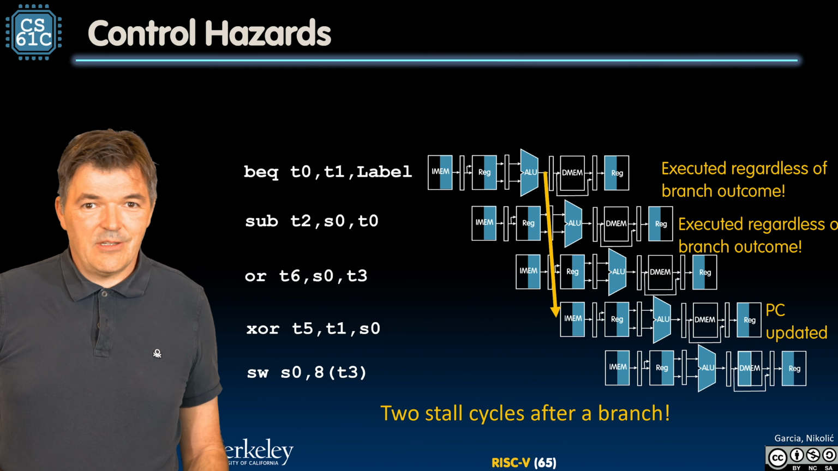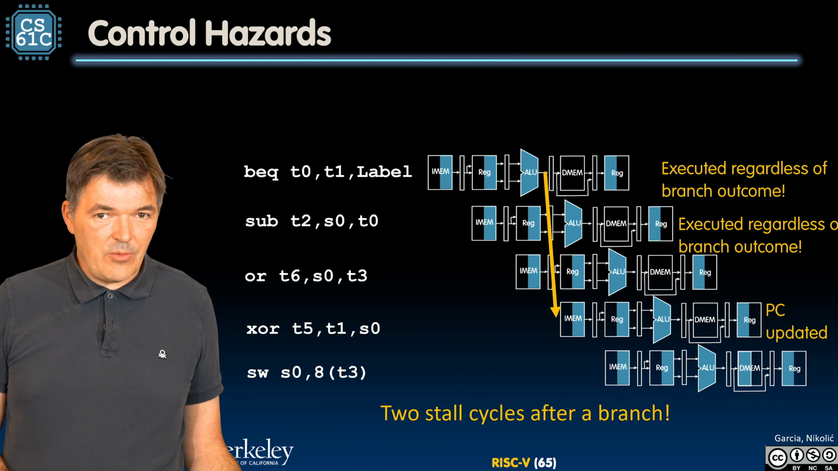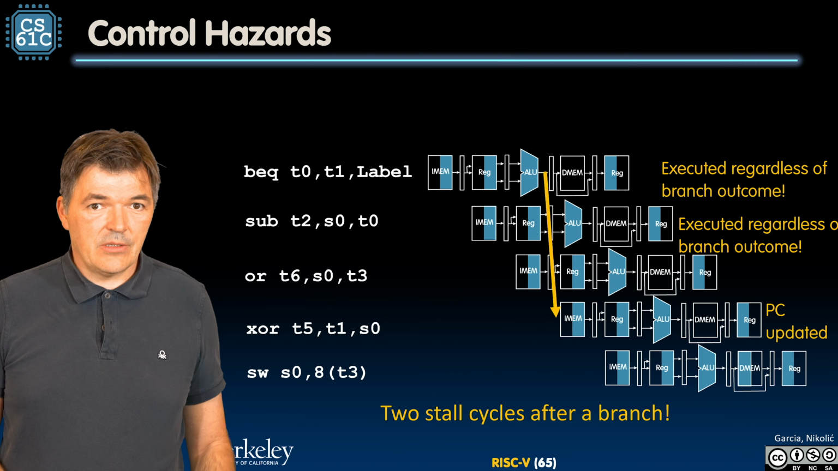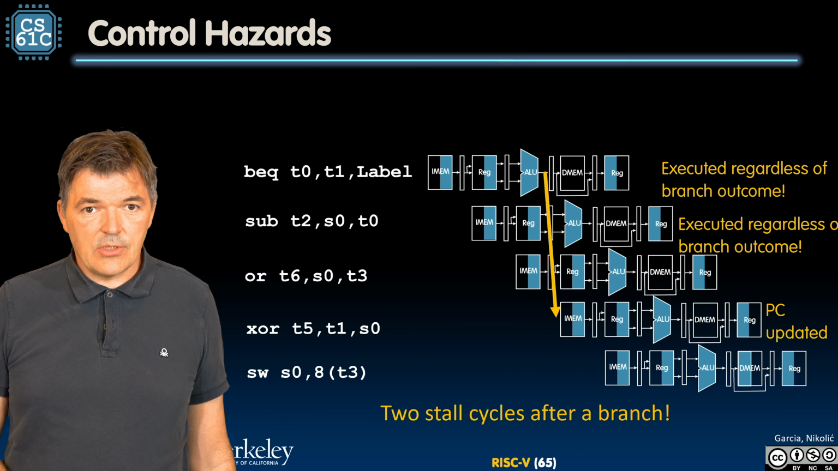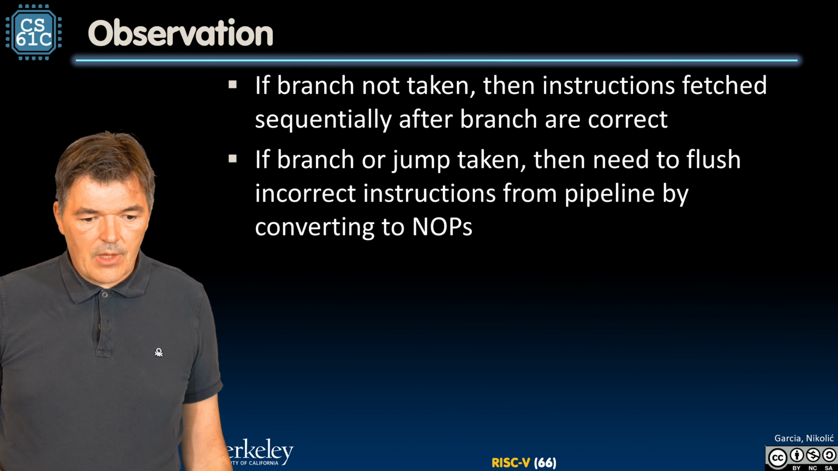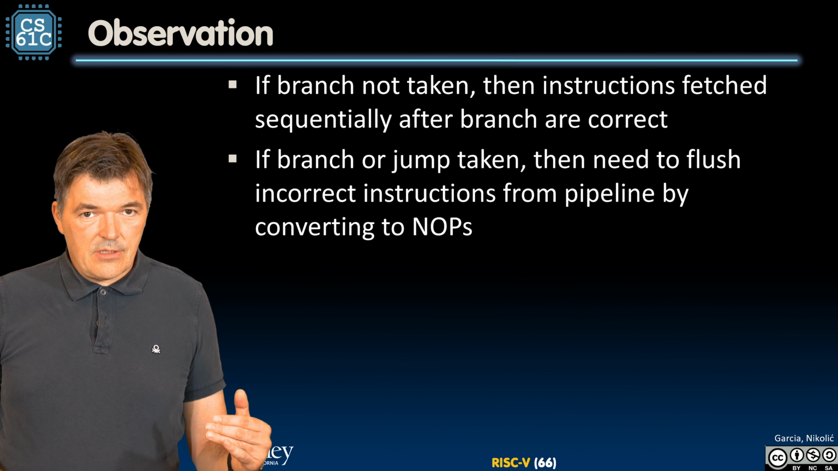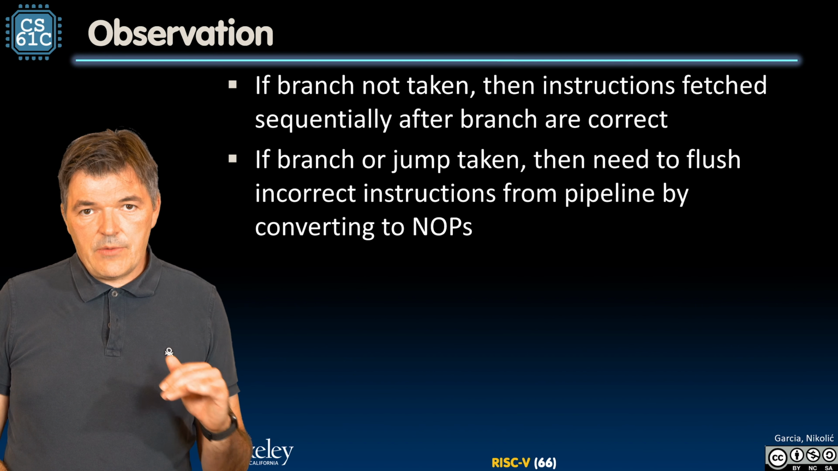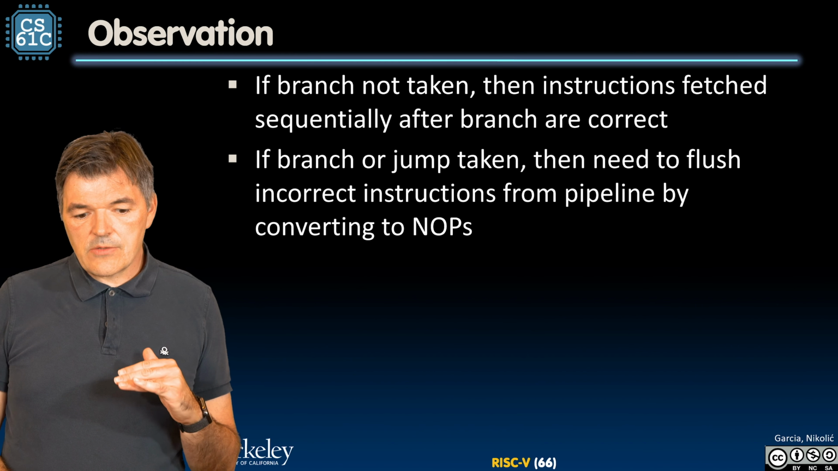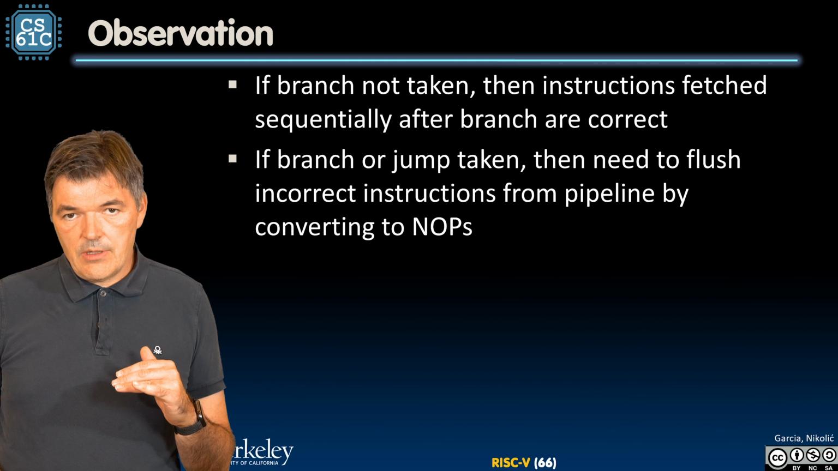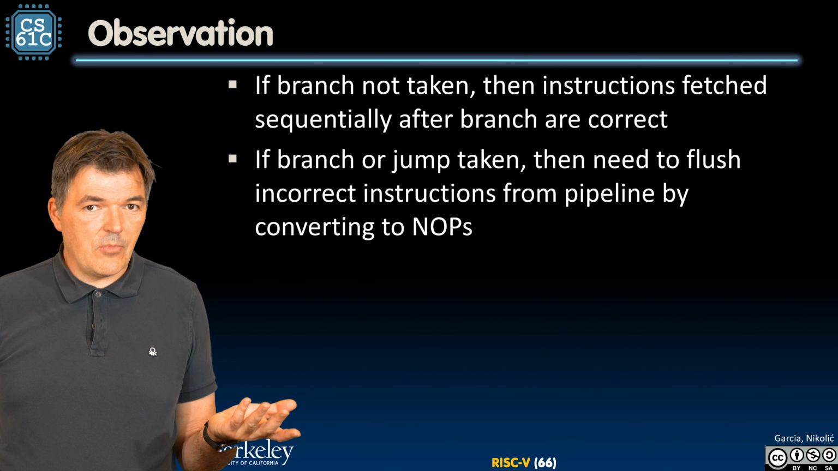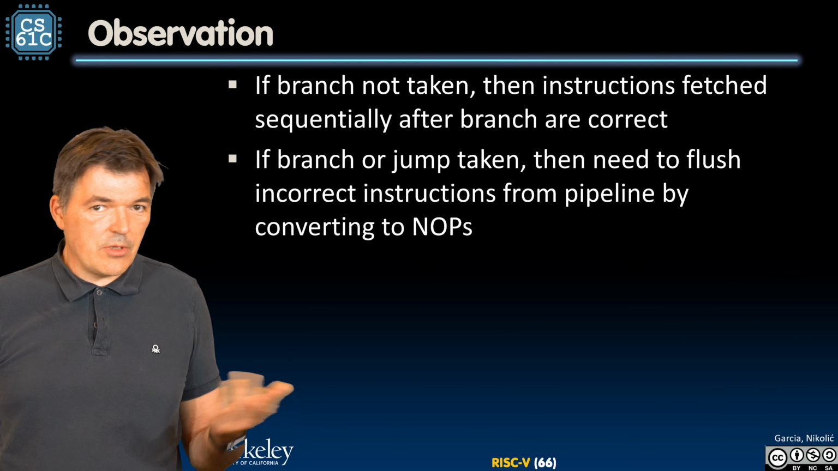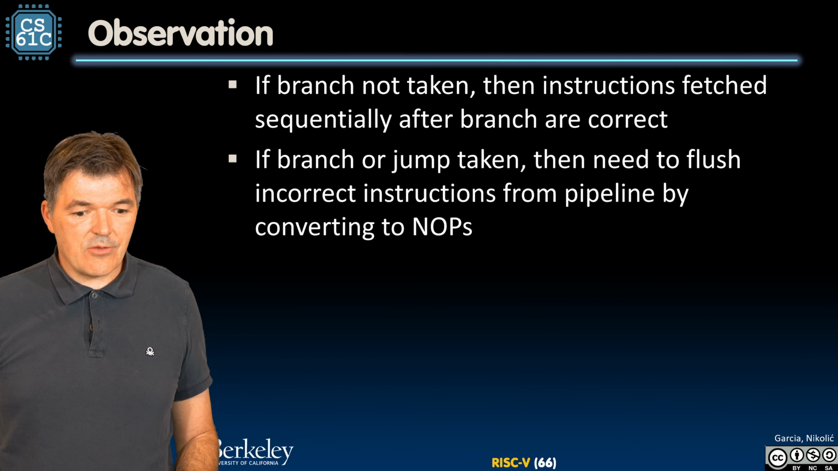Not quite. Let's take a look at how we can minimize this fairly severe penalty of 2 clock cycles that are associated with 2 stalls. So first, a quick observation here. If the branch is not taken, then instructions fetched sequentially after the branch are correct. We didn't have to cancel them. So we could have just gone ahead and executed them.